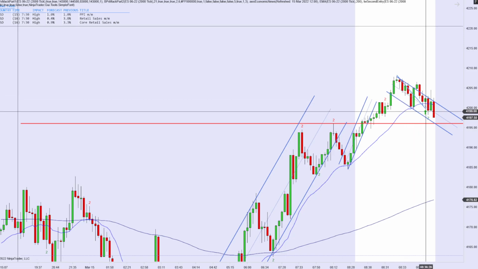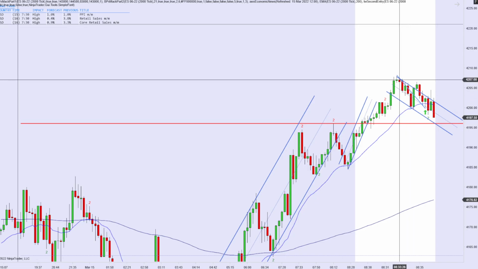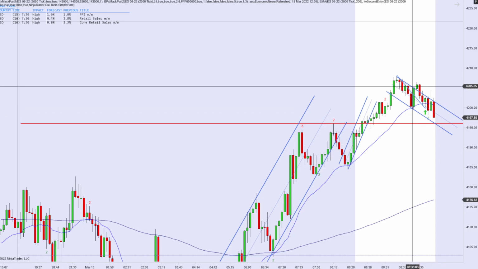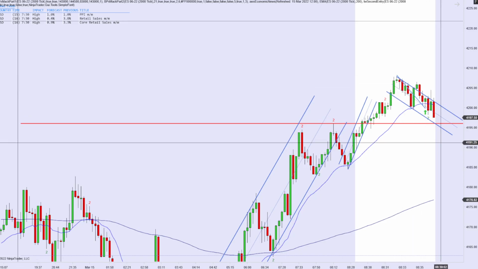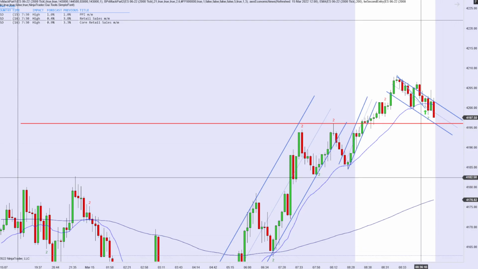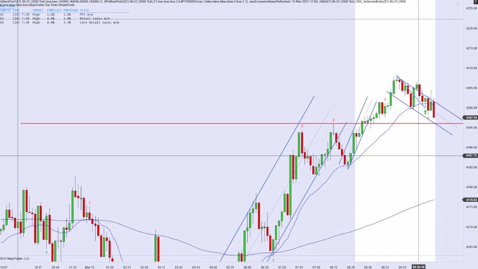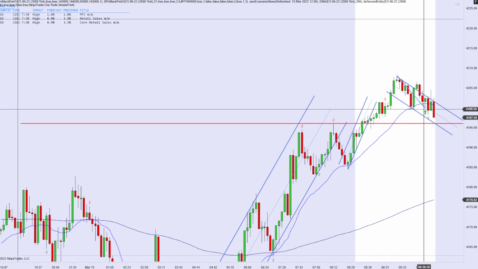I guess the way people could play this is it's a second entry long, but it fails. So if you're able to recognize that first entry long, second entry long failure, trading back into this bigger trading range, we could be looking to trade a failure. And where are you going to enter that, right?